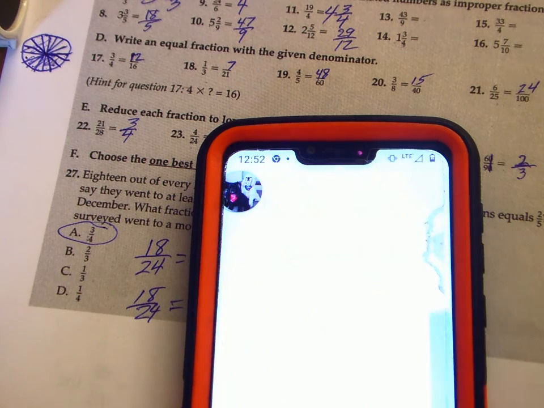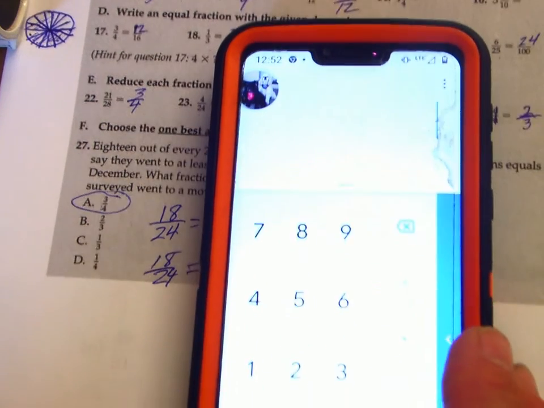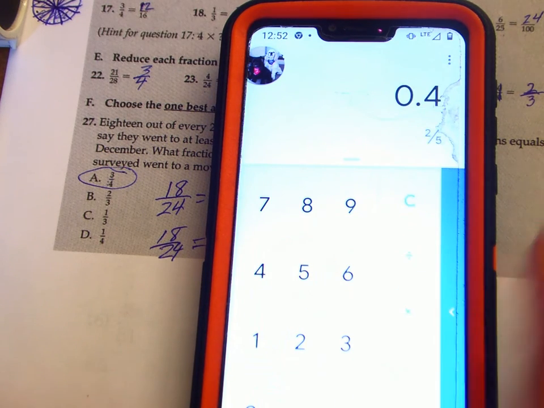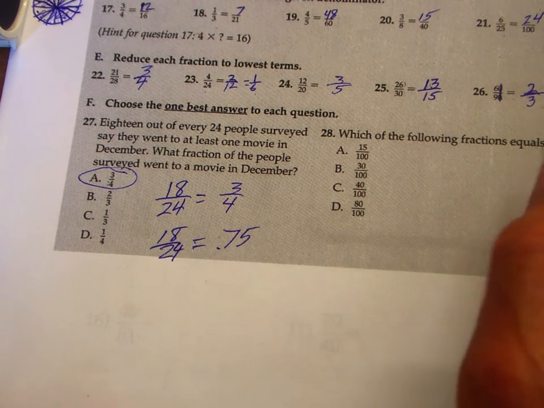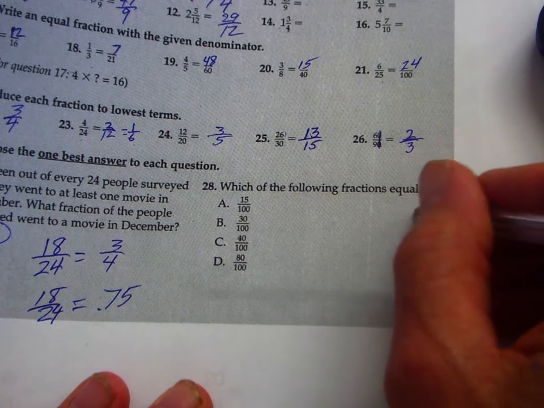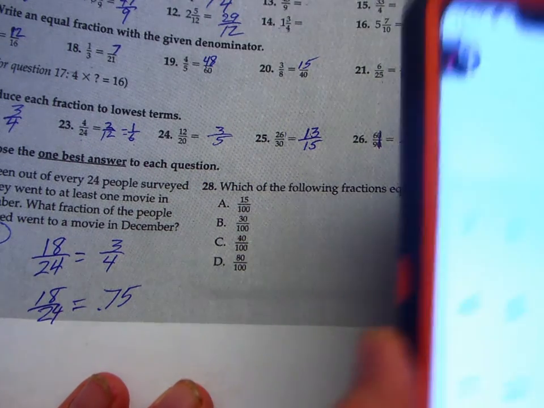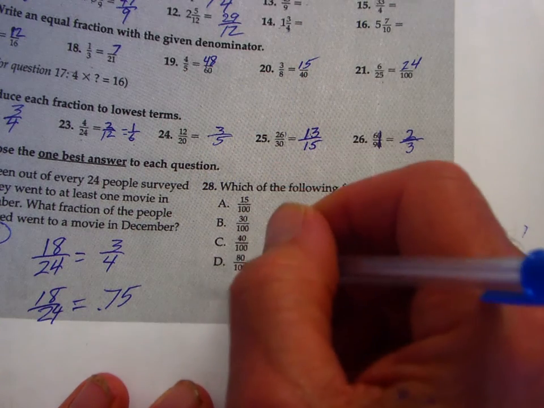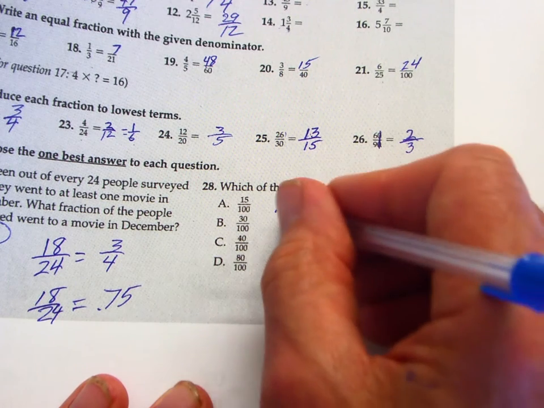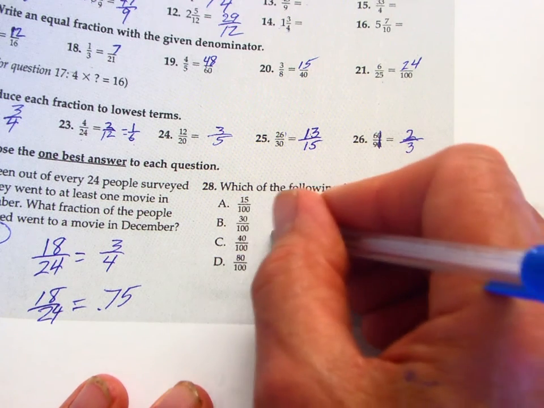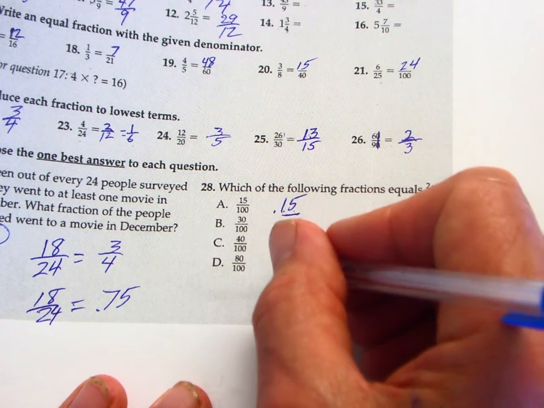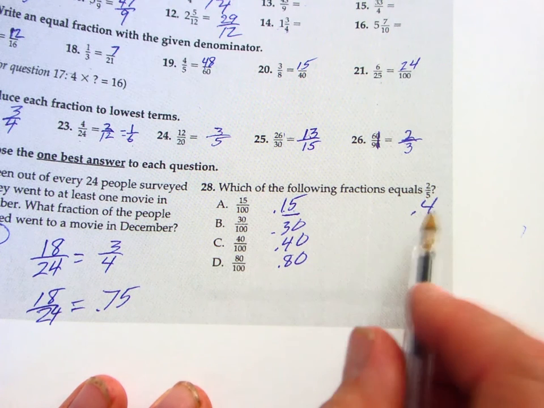Here we go. Calculator. Okay, 2/5. 2 divided by 5 equals 0.4. I can't read my paper over here. Hold on. 2/5 is 0.4. How about 15/100? Well, 15/100, you should know this. These are all hundredths, right? So this is 0.15 because it's hundredths. Two places, hundredths. This is 0.30. This is 0.40. And this is 0.80. Which one's the same as 0.4?